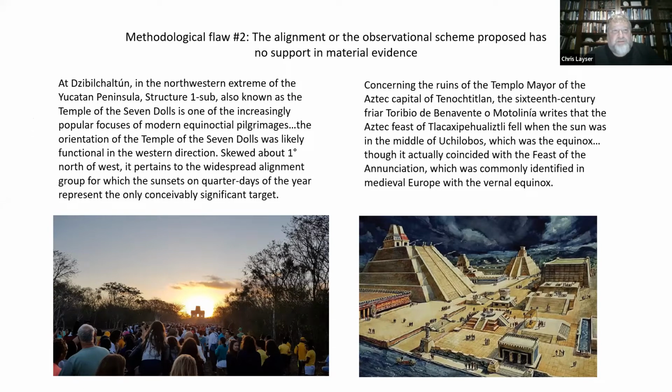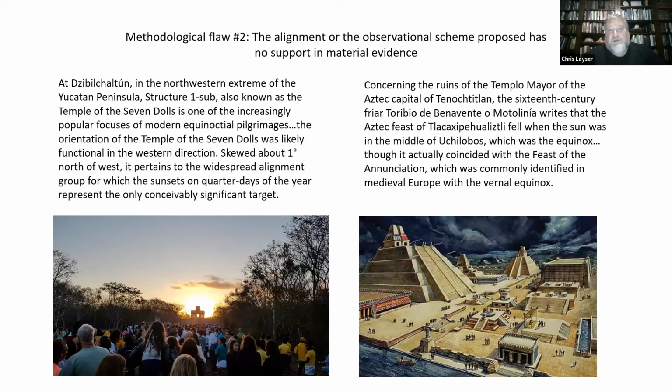One is the Temple of the Seven Dolls, which is pretty big in popular consciousness as an archaeoastronomical tourist destination where people come to watch the equinox sunrise through two of the four doorways in the Temple of the Seven Dolls. And you can see a picture down there that I was given of just one such event. But in measuring it, Sprague has found out that it's actually skewed by 1 degree.